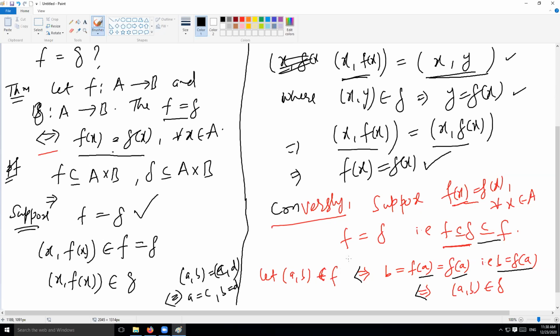So therefore f must be equal to g. Hence, this theorem is giving you a beautiful criteria to check whether two functions are equal to each other or not. So you have to keep in view that f is equal to g.